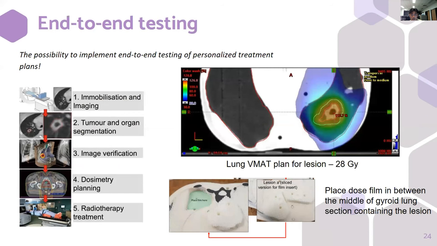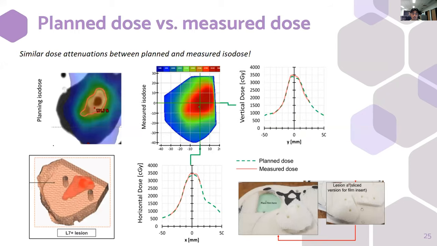For the end-to-end testing, we developed a lung VMAT plan for the patient-specific lesion. We then measured the dose using manually cut dose film placed in between the lung subsegment containing the lesion. So after 18 hours since CT imaging, we scanned films and generated these horizontal and vertical dose profiles.